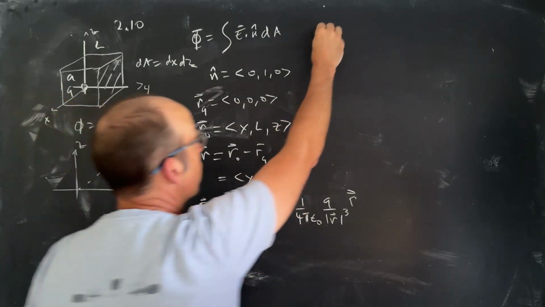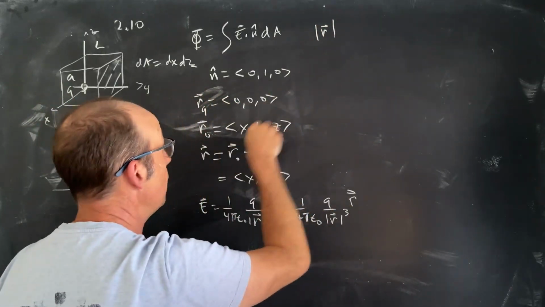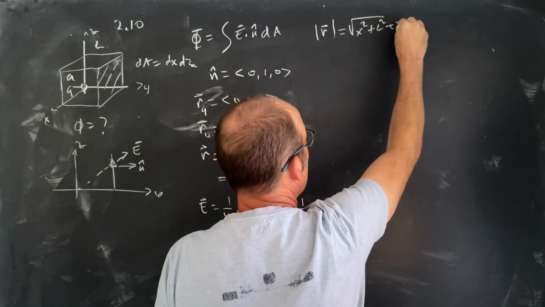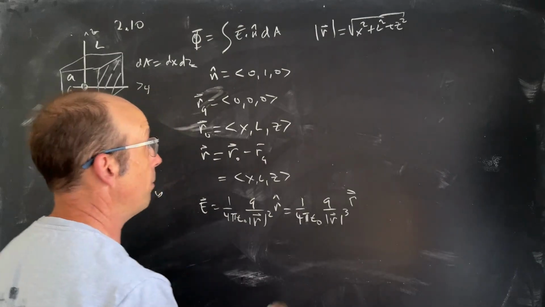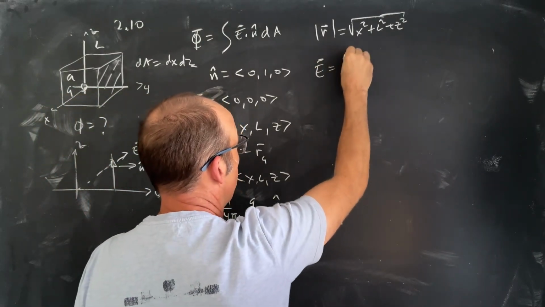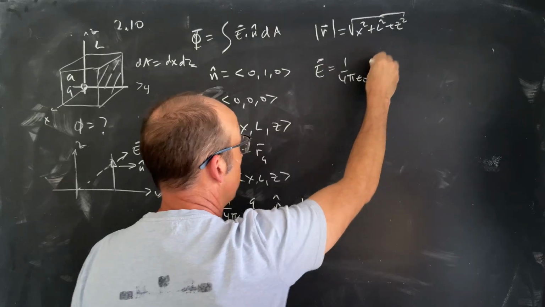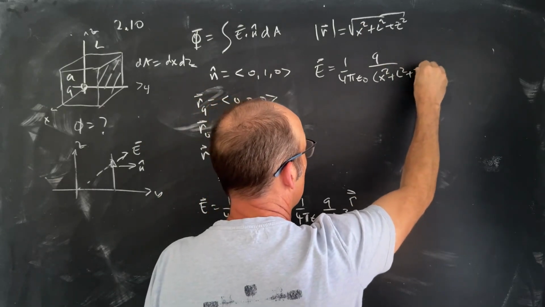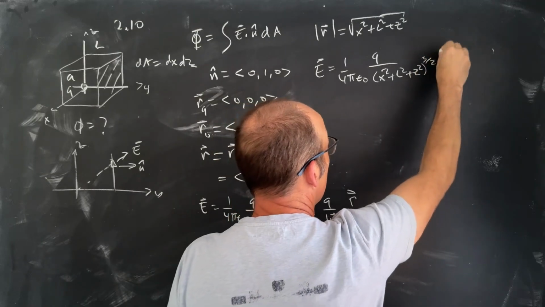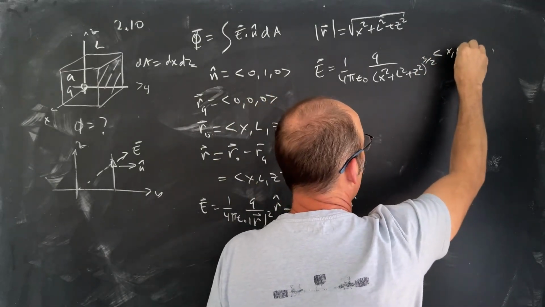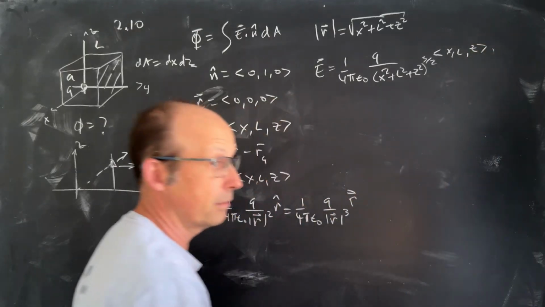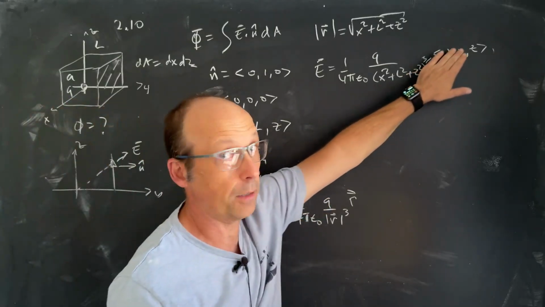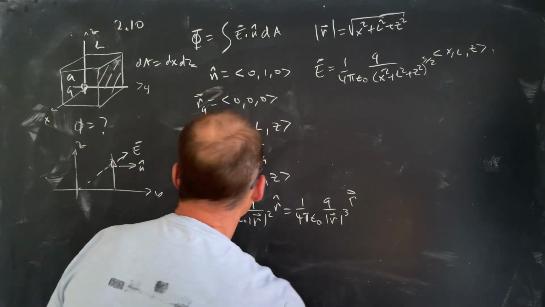So let's go ahead and write down the magnitude of r. That's pretty easy. It's just going to be equal to the square root of x squared plus L squared plus z squared. So now I can write my electric field. E is 1 over 4 pi epsilon naught Q over that x squared plus L squared plus z squared to the 3/2 times the vector x, L, z. Right, so this is that. I have that component up there too. Okay, so now we can start erasing some stuff.